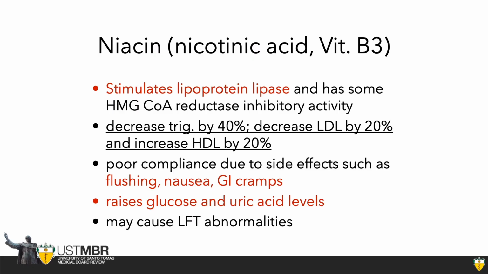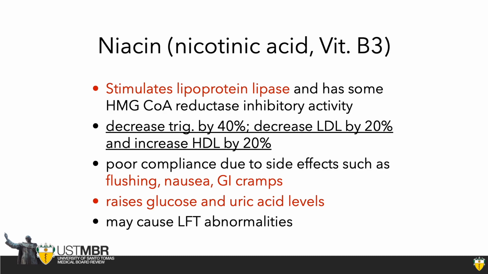Niacin is not very popular nowadays. It stimulates lipoprotein lipase. It's otherwise known as nicotinic acid or vitamin B3. It lowers triglyceride, can also lower LDL minimally, and increases HDL. It causes increased glucose and has been known to promote diabetes, and that's why it's not used too much anymore. It has GI side effects and hot flashes.